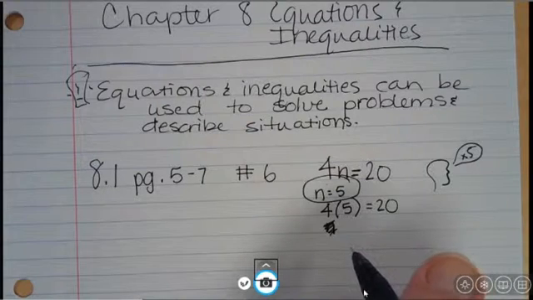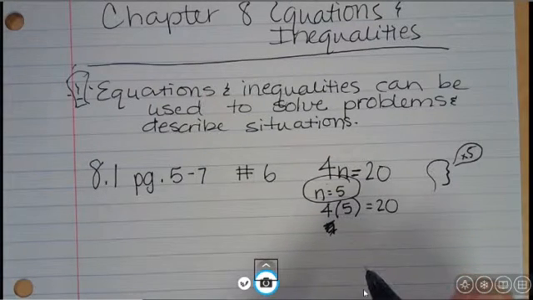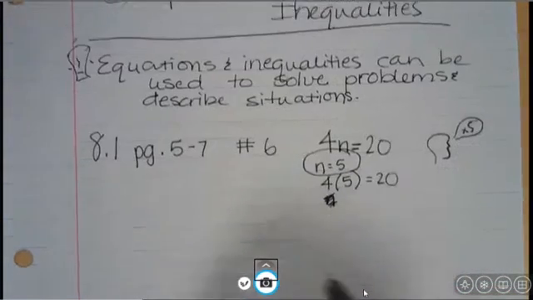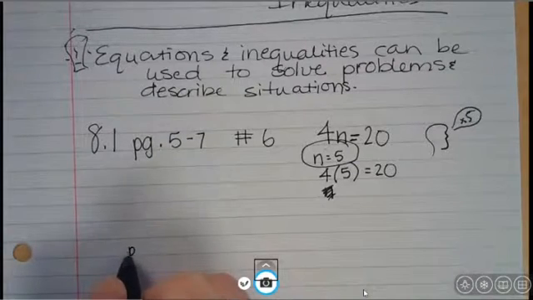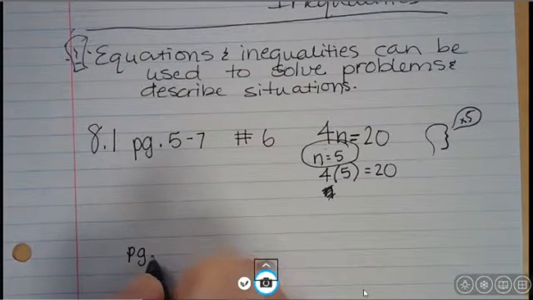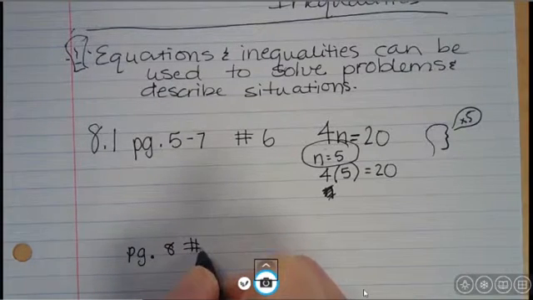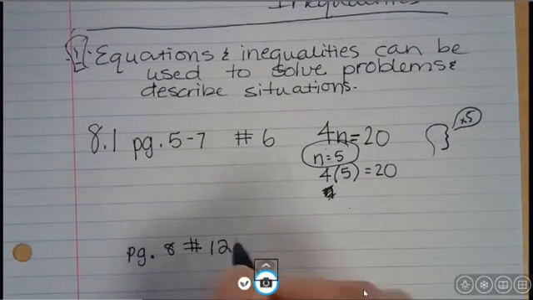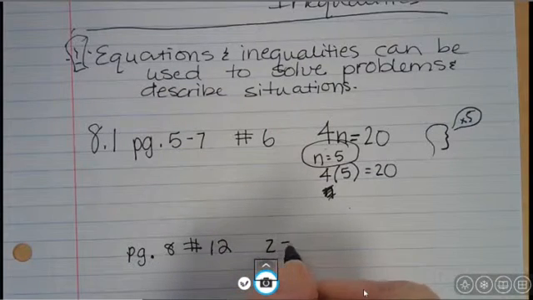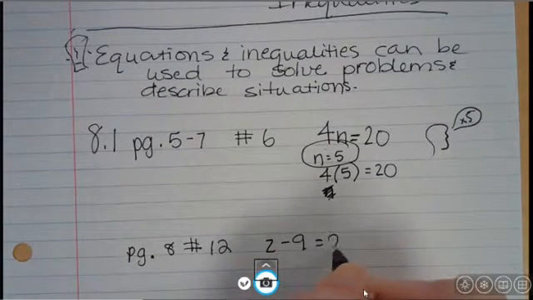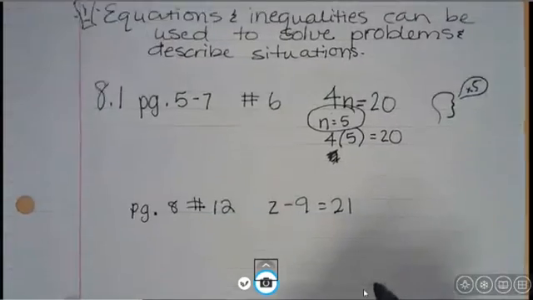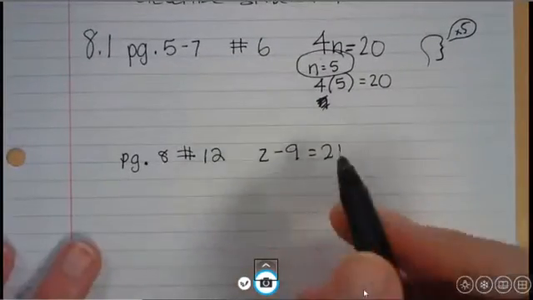The next section is telling us to involve subtraction or addition and to use balancing. So if you look at page 8, and we'll do number 12, it says z minus 9 equals 21. So this is using balancing with just addition or subtraction.